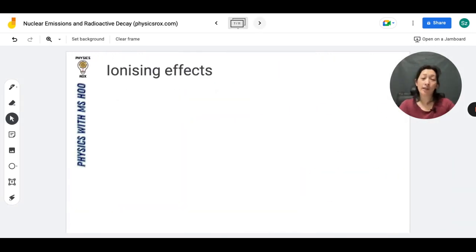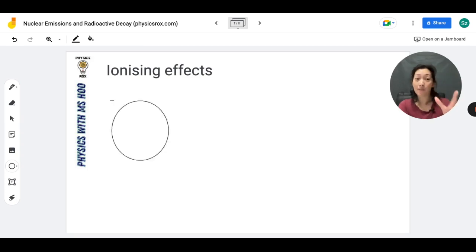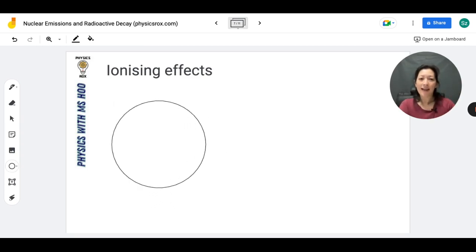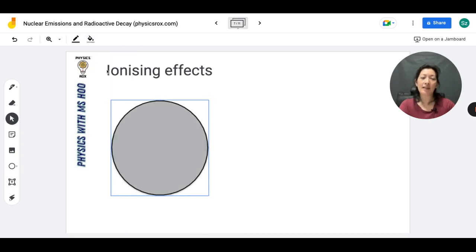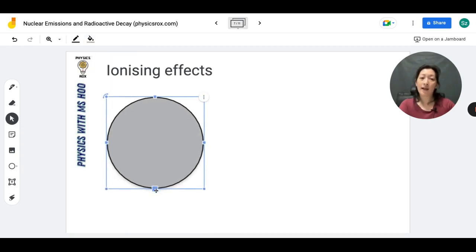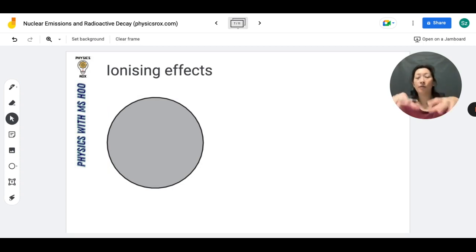One of the things that you need to know about are the ionizing effects. What does ionizing effects mean in this case? It means the ability to form ions in other particles. Now, how does it do that? Let's say this is the nucleus of an unstable isotope. We know that this unstable nucleus is going to be releasing radioactive radiation. I'm not going to draw the protons and neutrons in this case. Just imagine this is the nucleus that is going to be releasing the radioactive emission.